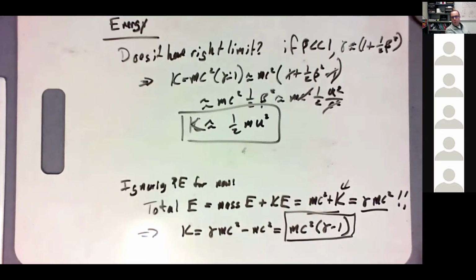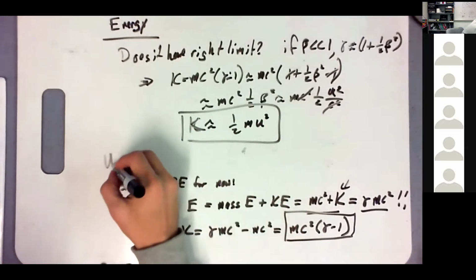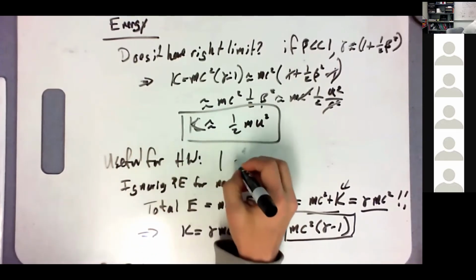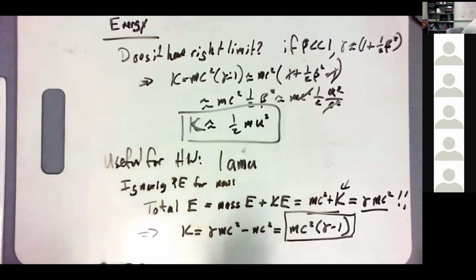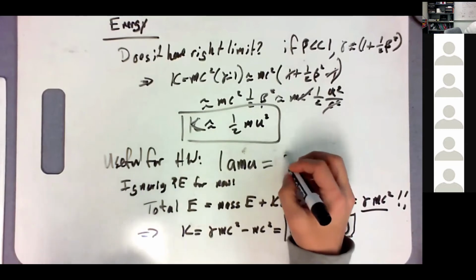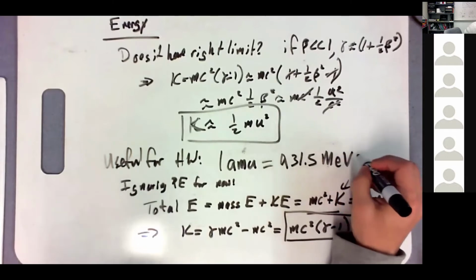A useful number for the homework. This is going to be helpful as you're solving some of the homework this week, and that is this number: 1 atomic mass unit. The mass unit that's defined by the mass of the carbon-12 nucleus divided by 12. So hydrogen has roughly 1, helium has roughly 4, roughly equal to the number of nucleons in the nucleus, and it is equal to 931.5 MeV over c squared.